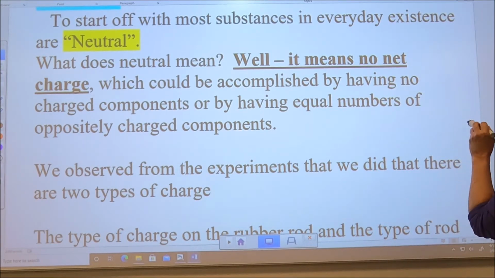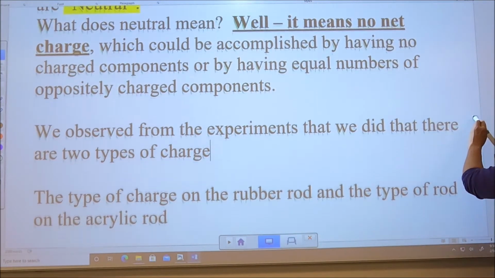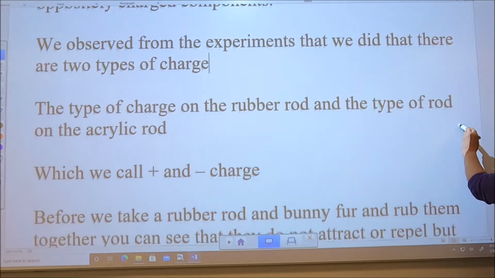Let's start off by talking about everyday substances that are neutral. Neutral means no net charge, which could be accomplished by having no charged particles, or by having equal numbers of oppositely charged particles. We can observe experimentally that there are two types of charges.